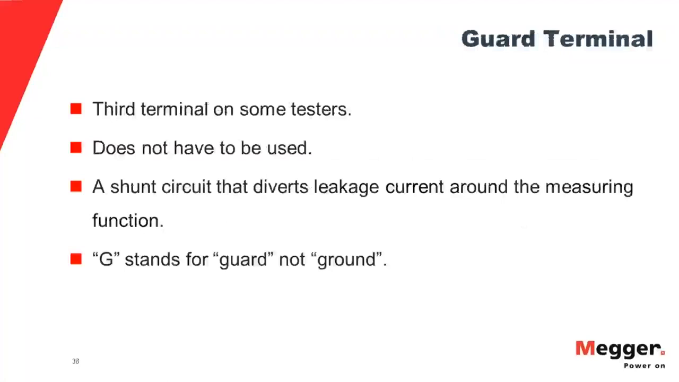And the guard terminal. Some testers have this, some testers don't. It's a shunt circuit. You don't have to use it, but it gives you an extra capability if you do, and we'll talk about that in some degree. It does not stand for ground. If you hook it up as a ground, all you're doing is defeating the purpose of your test. You won't do any damage, but you just won't be getting a valid test. So the guard terminal, you don't have to use it, but whatever you connect to it, it will shunt that leakage around your measurement and will not be part of your measurement.